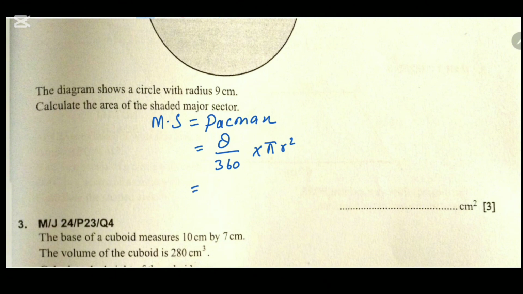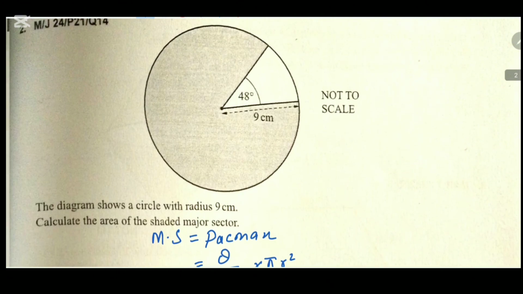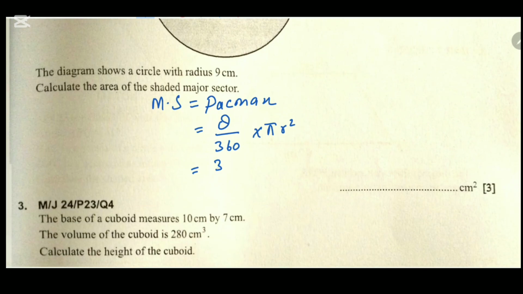So what is theta here? So the angle of Pac-Man is this one. So how you will find it? As the angle at a point is 360, 360 minus 48 will be 312. So the angle of this sector is 312. So that angle will be used: 312 over 360 into pi.